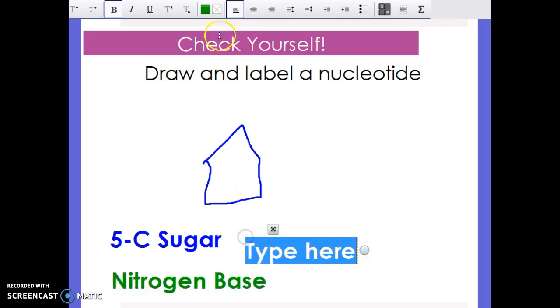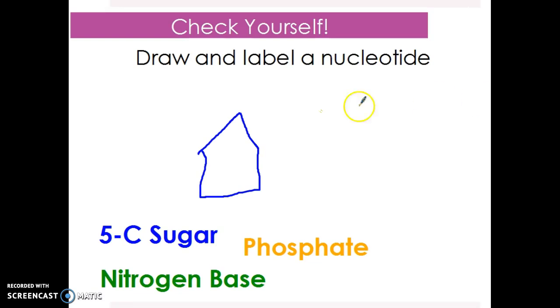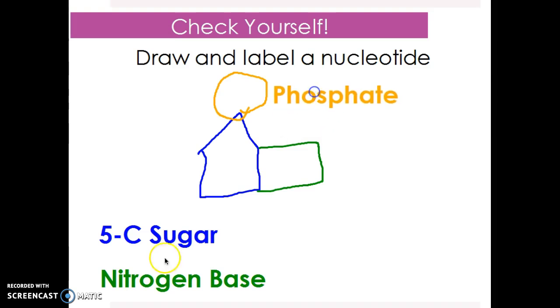And lastly, the phosphate group. When we draw the phosphate group, it's going to be represented with a circle, above the 5-carbon sugar. Yours will be better than mine. And then the nitrogen base sticks right out to the side of the 5-carbon sugar.